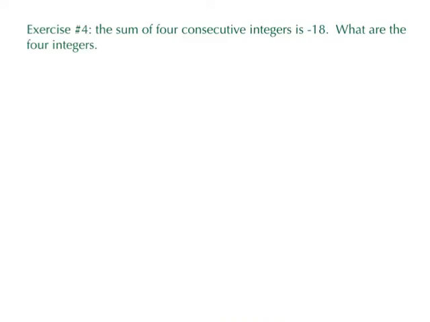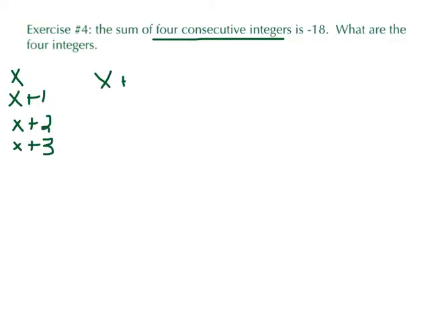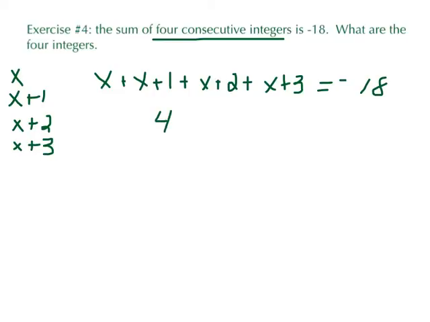Exercise number 4. The sum of 4 consecutive integers is negative 18. What are the 4 integers? So I have x, x plus 1, x plus 2, and x plus 3 as my 4 consecutive integers. Let's add them all up. X plus x plus 1 plus x plus 2 plus x plus 3 equals negative 18. 1, 2, 3, 4x. 1 plus 2 is 3 plus 3 is 6 equals negative 18.